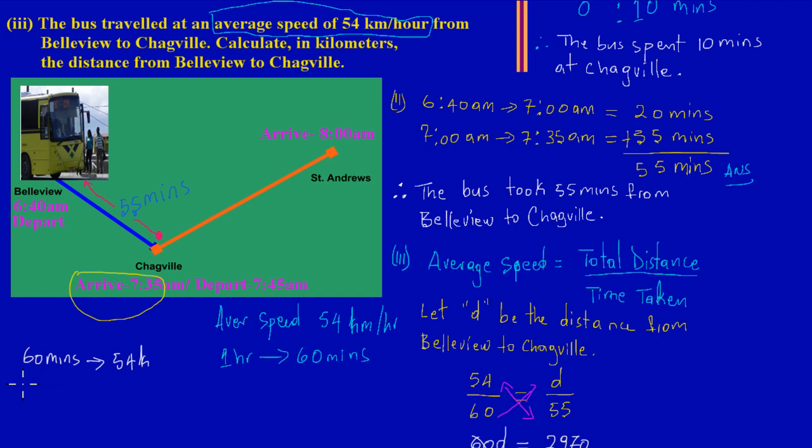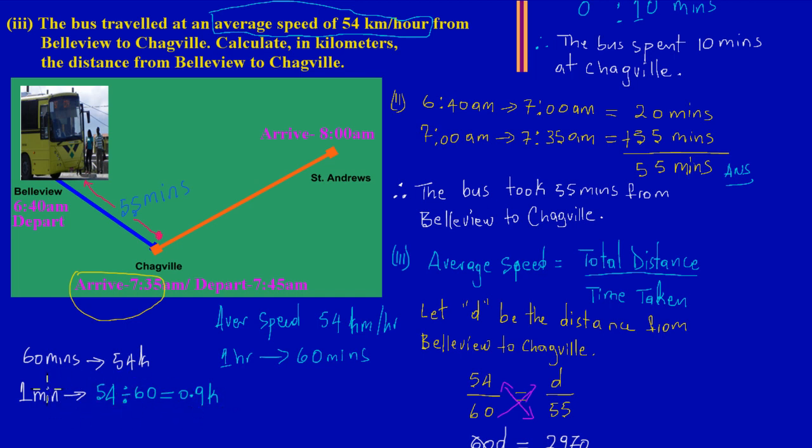So basically, what I would want to find is how far the bus is traveling per minute. So for 1 minute, if it traveled 54 kilometers in 60 minutes, and I want to know how many kilometers it is traveling per minute, then I would basically have to say 54 divided by 60, and that would give me 0.9 kilometers. Now for every minute the bus is traveling 0.9 kilometers.